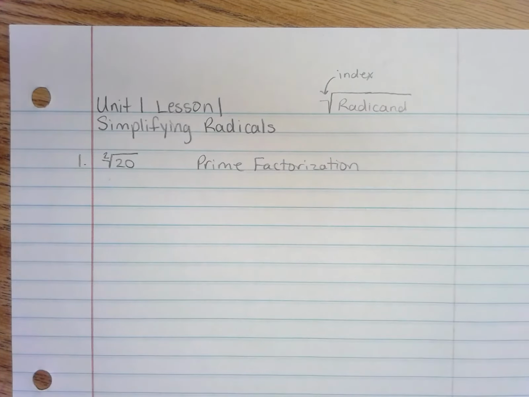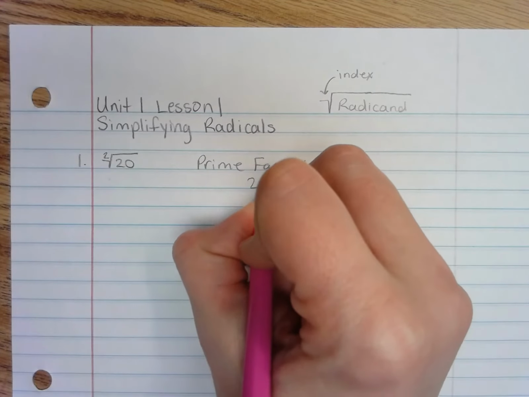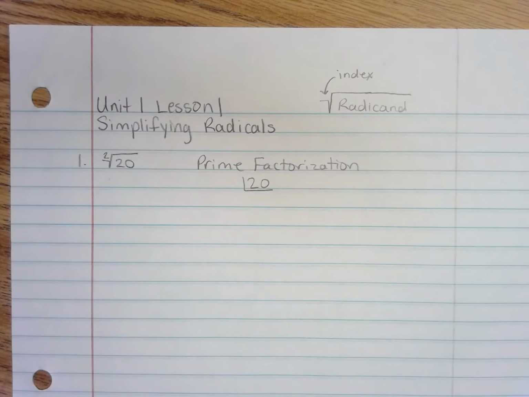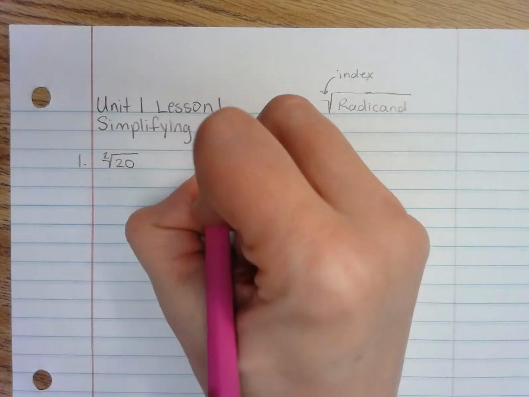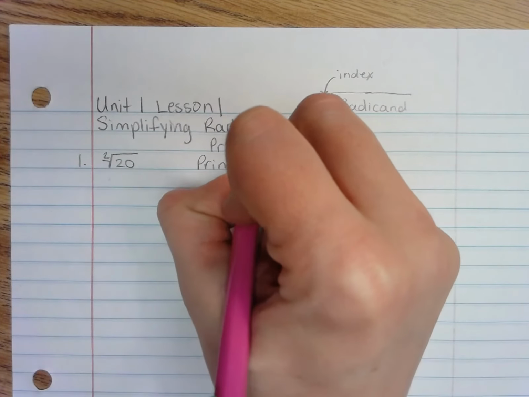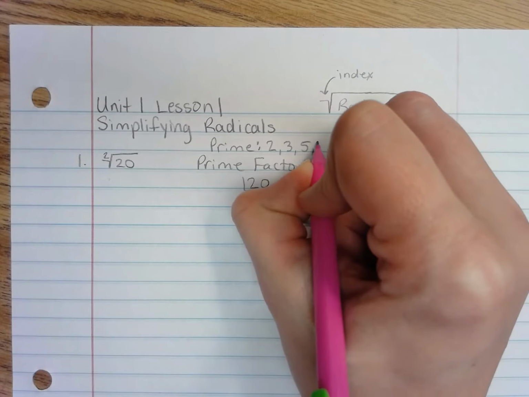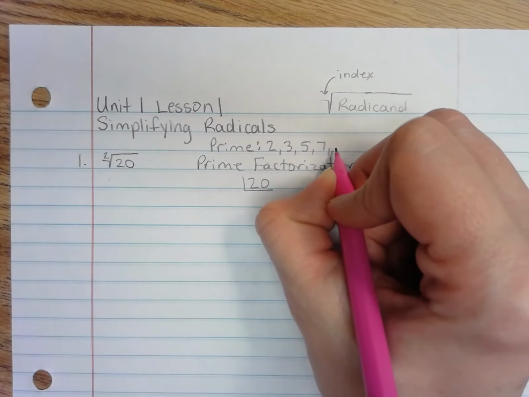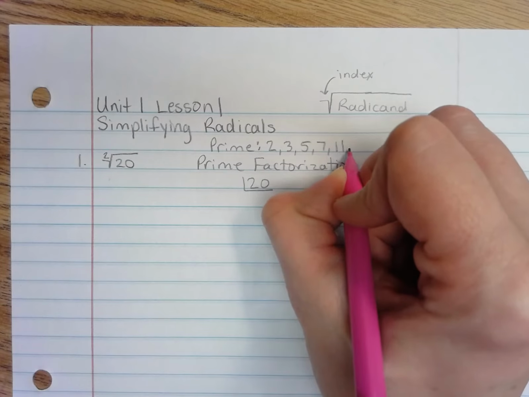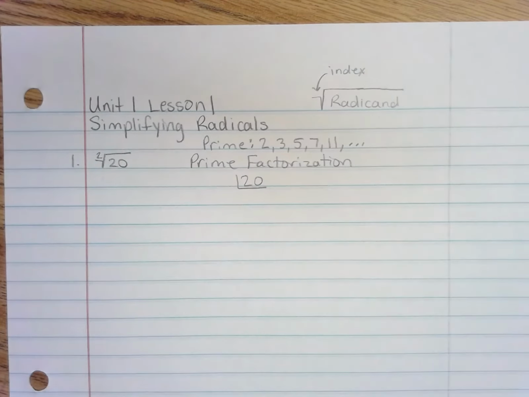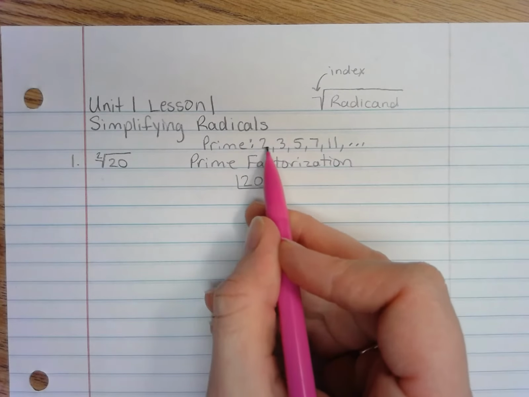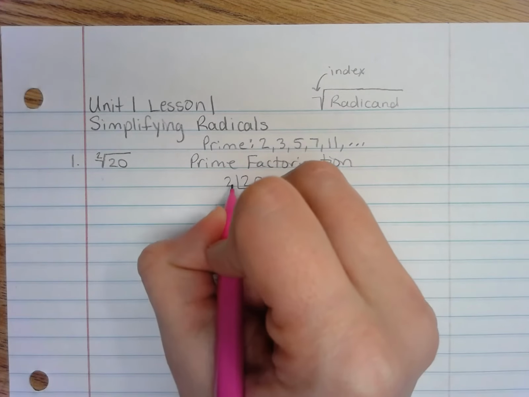So we'll begin with prime factorization of 20. We're going to divide by a prime number, and the prime numbers are 2, 3, 5, 7, and 11. There are more, but those are typically the ones you'll need. So divide by a prime. I typically like to start with the smallest prime, so I'm going to divide by 2.